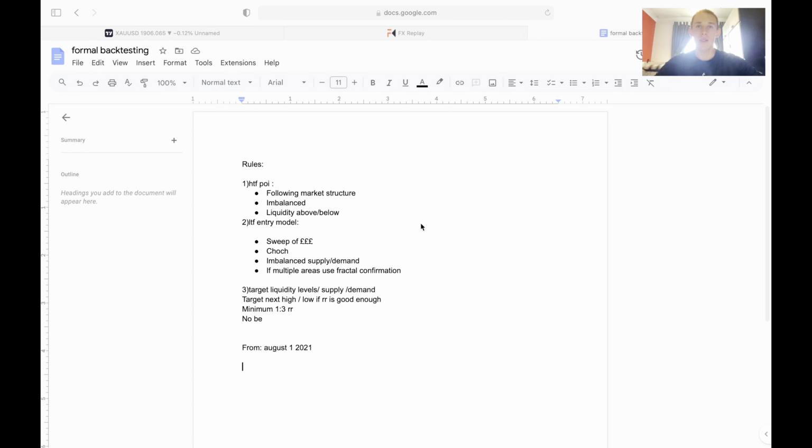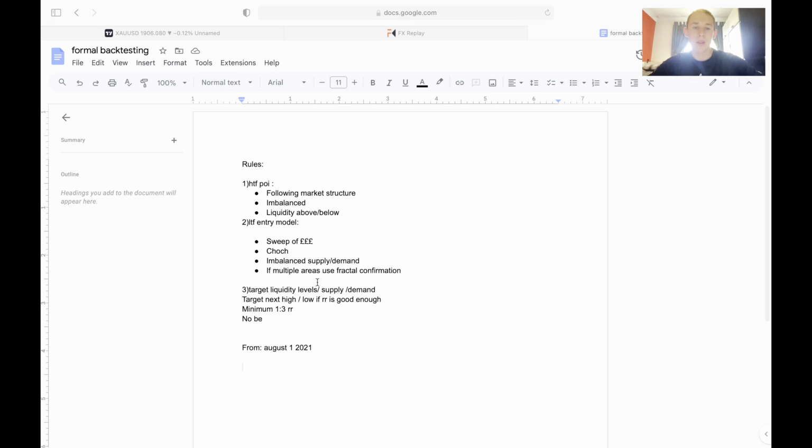And then we're going to be breaking this down to the lower time frames, which is step 2, the lower time frame entry model, which involves a sweep of liquidity, change of character, and then we want to see an imbalanced area of supply or demand. And we also want to see liquidity being engineered above that area in order to get a high probability entry on the particular trade that we're looking at.